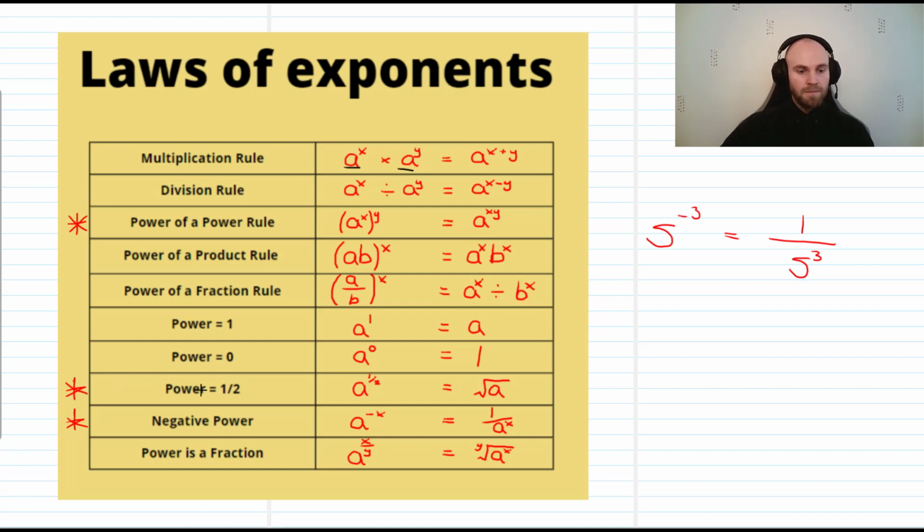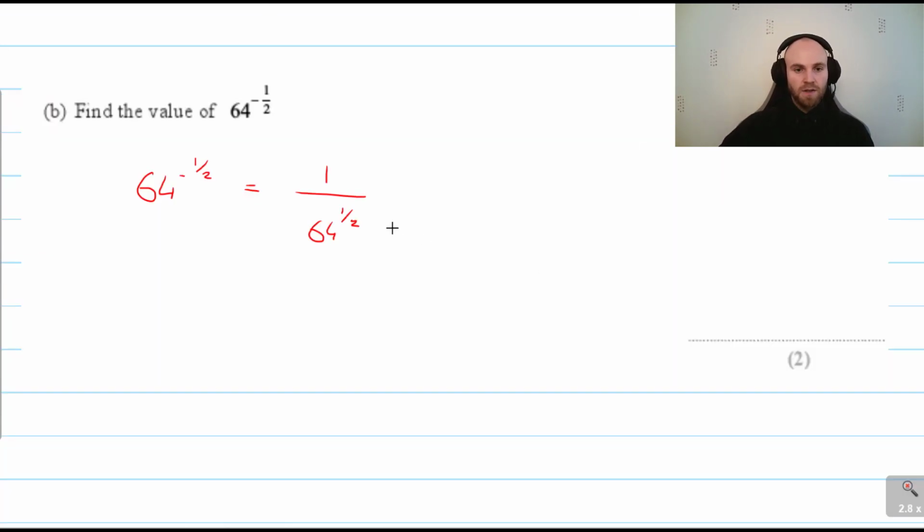The power of a half rule is, if you have a to the power of a half, it's the same as the square root of a. So if you have 5 to the power of a half, this is the same as root 5. If you have 9 to the power of a half, it's the same as root 9, and so on and so on. So this is going to be the equivalent of 1 over the square root of 64. And I hope you know this. So the square root of 64 is 8, so this is 1 over 8. And that is going to be our answer.